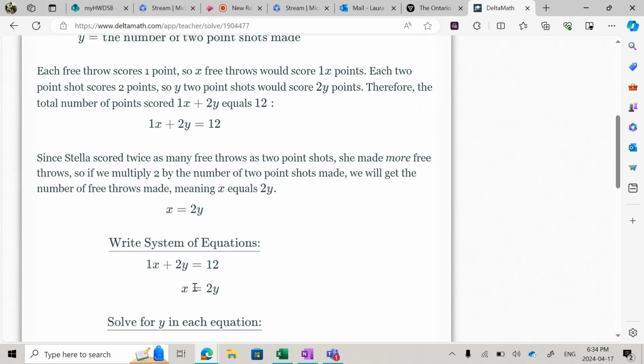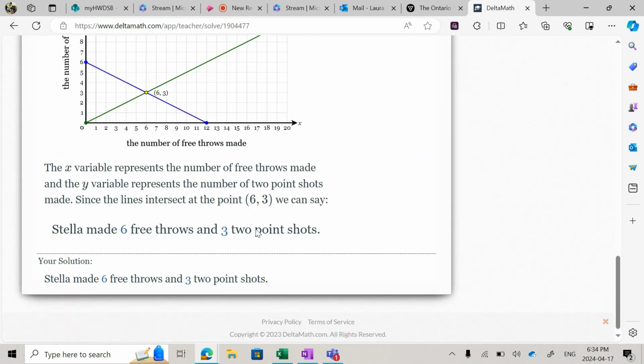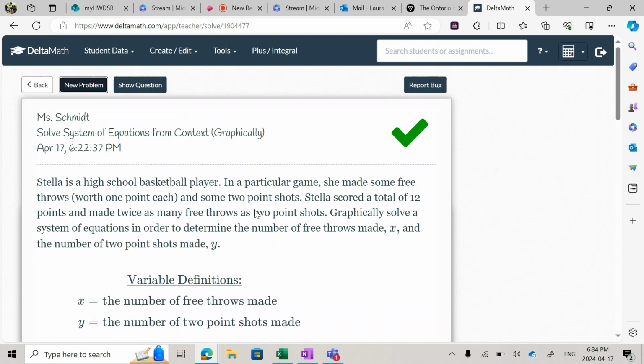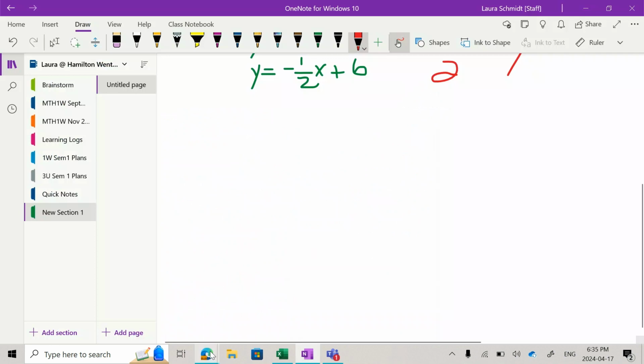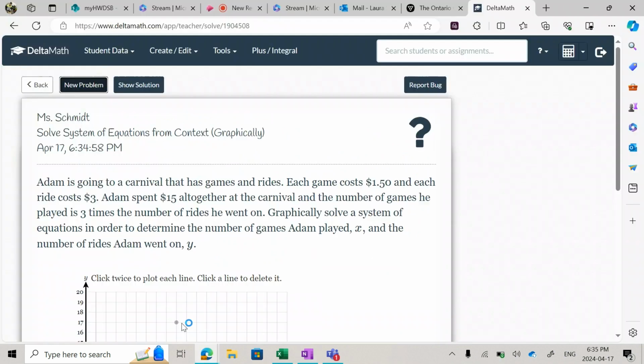And it just walks you through it. That's pretty tricky. They're pretty tricky questions, though. Let's try one more in case you want another question.